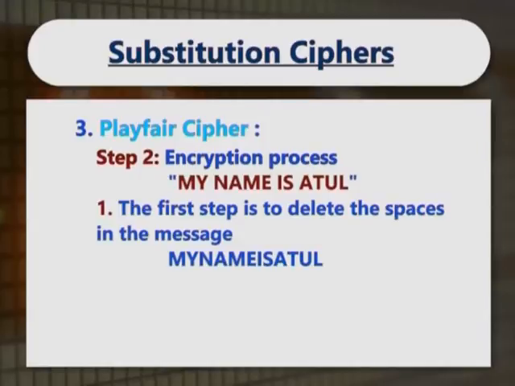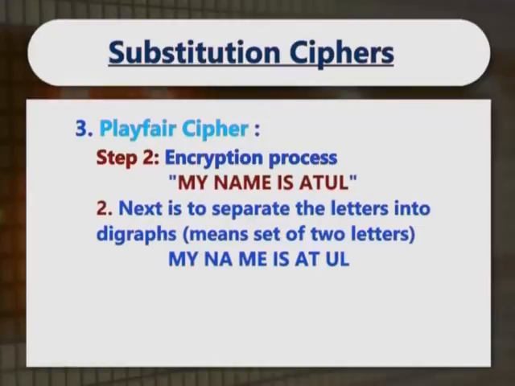Let us say we want to send the plain text message, my name is Atul. Now, let us see what is the ciphertext equivalent of this message. The series of steps involved in the encryption are: the first step is to delete the spaces in the message, then the message becomes mynameisatul without any spaces, and next is to separate the letters into digraphs. Digraphs means sets of 2 letters, then it becomes MY, NA, ME, IS, AT and UL.